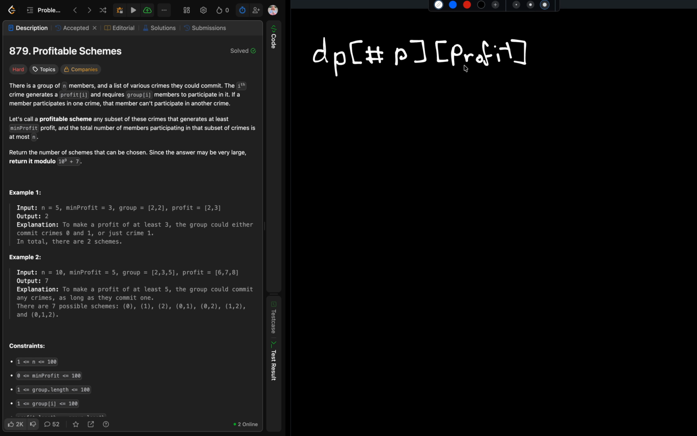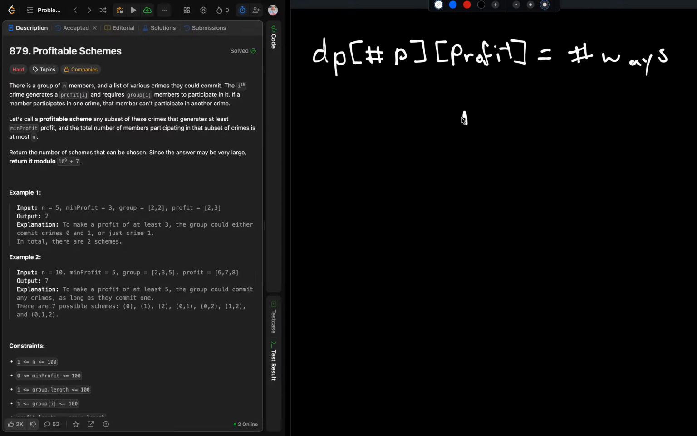So this would represent the number of ways we can get to this profit. So given this amount of people and we can make at least this amount of profit, how many ways can we do that? And yeah, you can break it down.